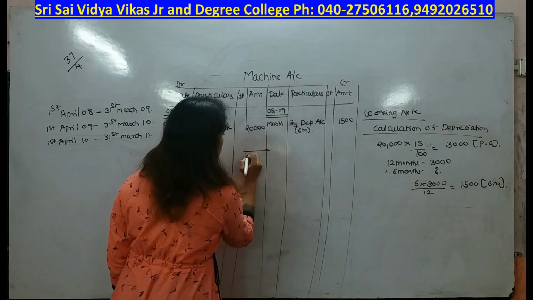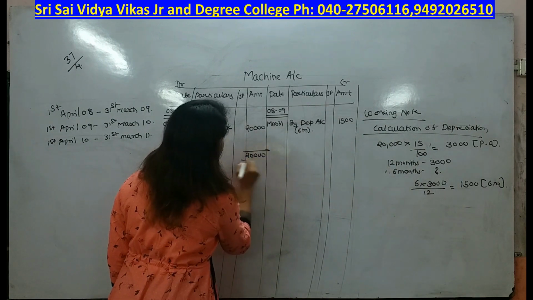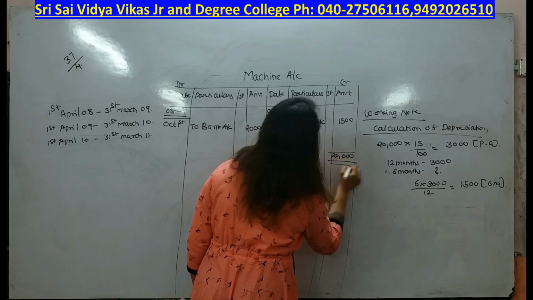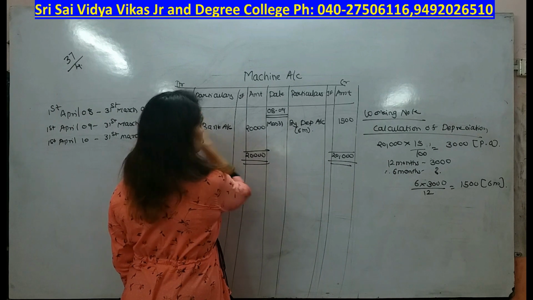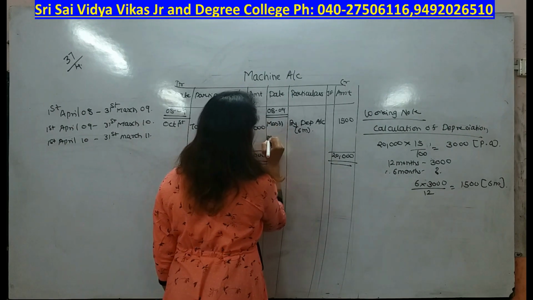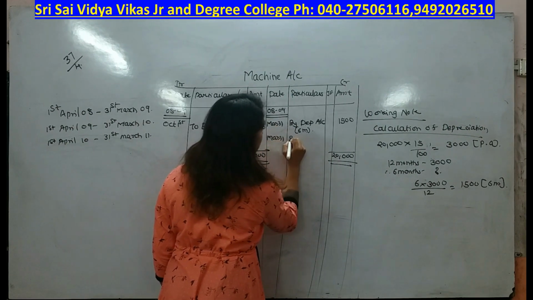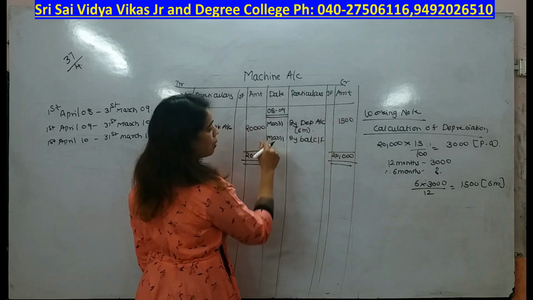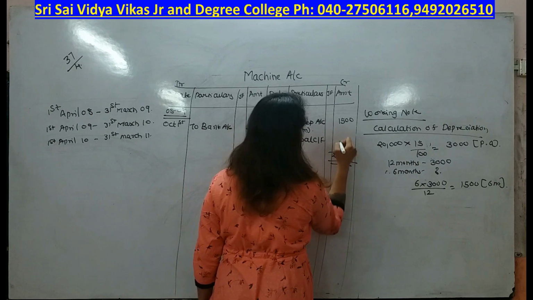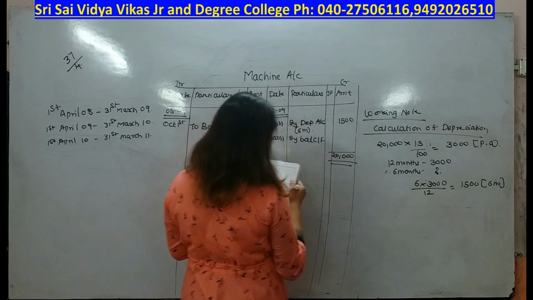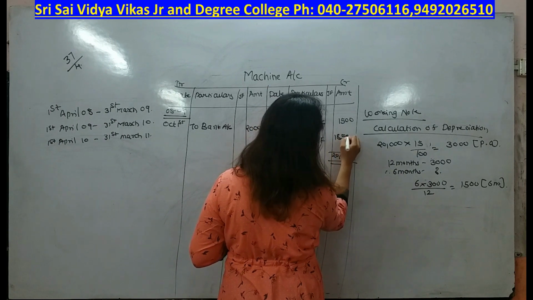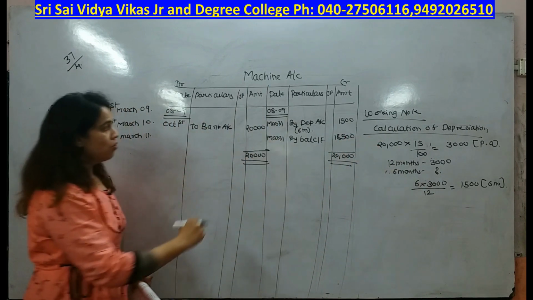On October 1st, 2008, the value of machine was 20,000, right? We have used machine from October to March 31st. So, because we use that for 6 months, value is going to get decreased by 1,500. So, on March 31st, the value of machine will become 20,000 minus 1,500. Value will become 18,500. We are done with our first year.